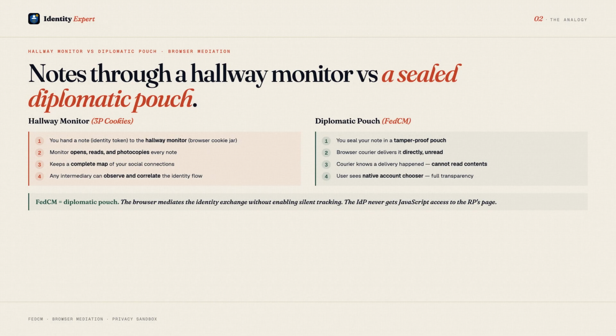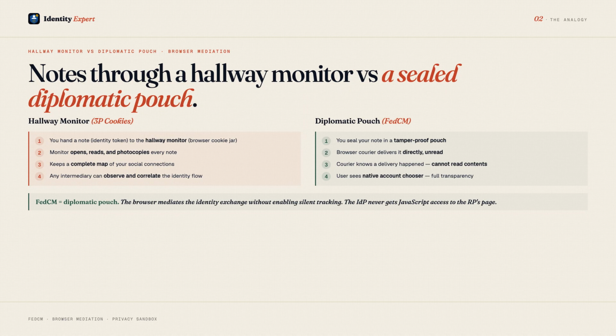Think of the old federated login system like passing notes through a hallway monitor at school. You are a student, the user. You want to send a note to a classroom, the relying party, proving that you are enrolled. In the old system, you hand the note to the hallway monitor, the browser, but the hallway monitor does not just deliver the note. The monitor opens it, reads it, photocopies it, and keeps a record of every note you have ever sent and to whom. The classroom gets your note, but the hallway monitor now has a complete map of your social connections.